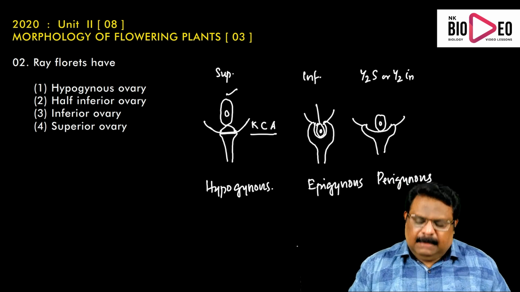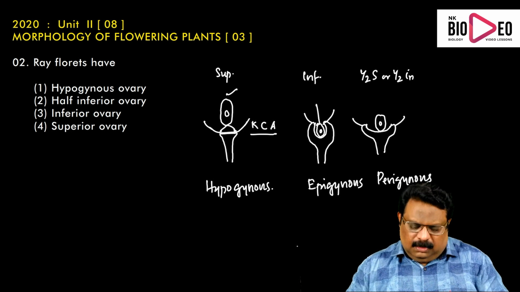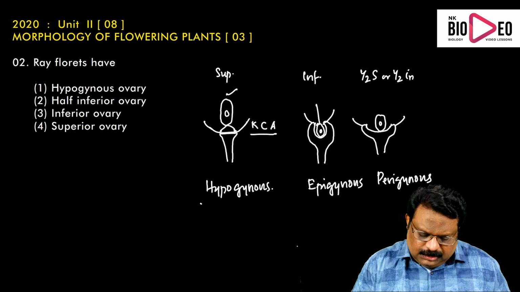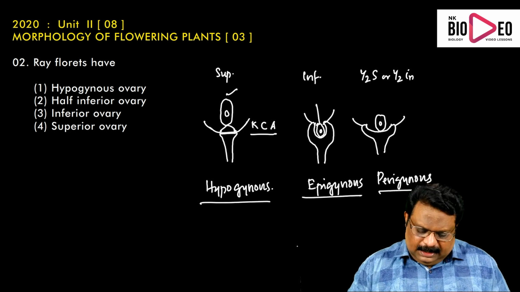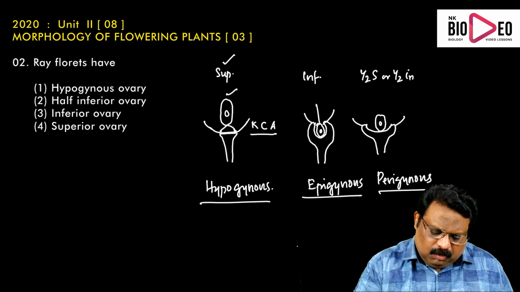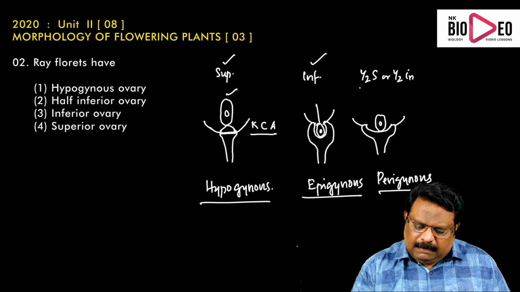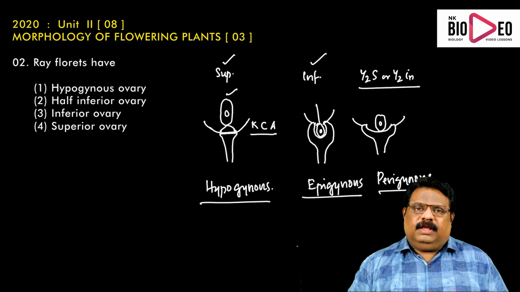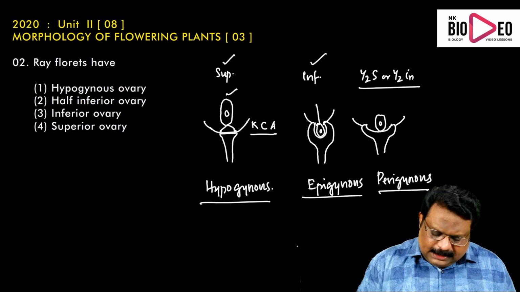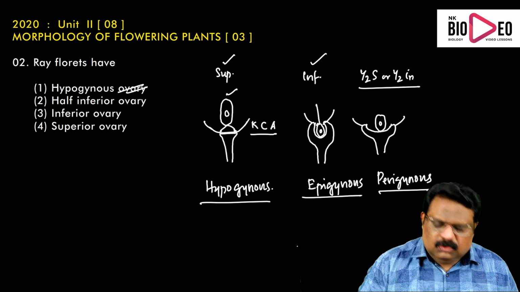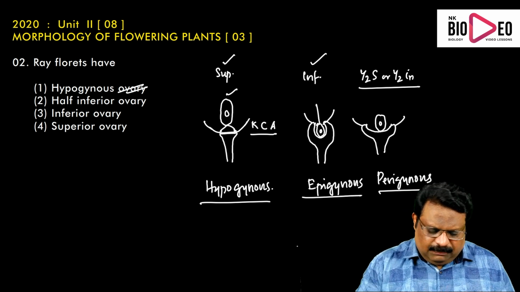Understood? So depending upon the shape of the thalamus and the arrangement of the ovary in relation to other whorls, there can be three types of flowers: hypogynous, epigynous and perigynous. In the case of hypogynous flower, there is superior ovary, epigynous flower, inferior ovary, and perigynous flower, half superior or half inferior ovary. Okay. So here, hypogynous is a term that refers to the flower, not to the ovary. Ovary can be referred to by the terms superior, inferior or half inferior.